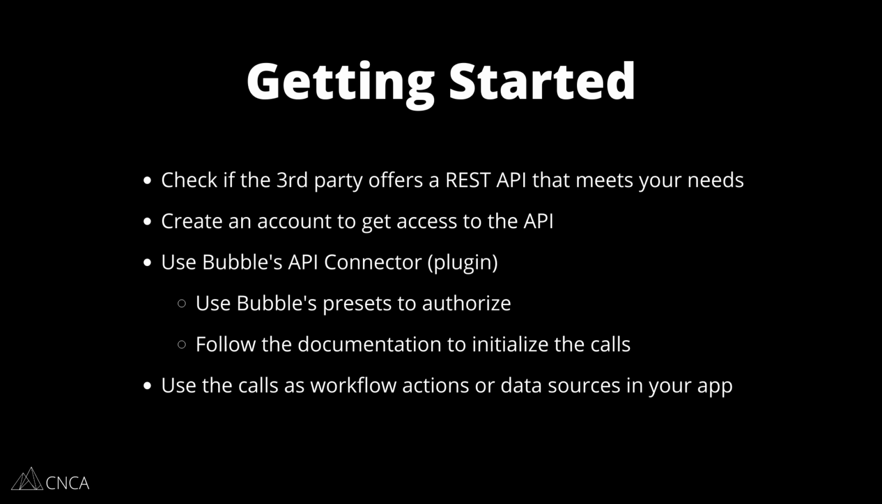Bubble's API connector actually comes with a number of different presets to handle all of the popular forms of authentication, which is really nice. It saves you a lot of time, and it also does more of the heavy lifting for you. Of course, you can also do authorization in a custom way. If you know what you're doing, you have manual control over that as well. And then from there, you're going to be following the documentation for the third-party service in order to configure and initialize your API calls. Once they're initialized, you'll be able to use them either as workflow actions or as data sources in your app. And from there, you're connected.